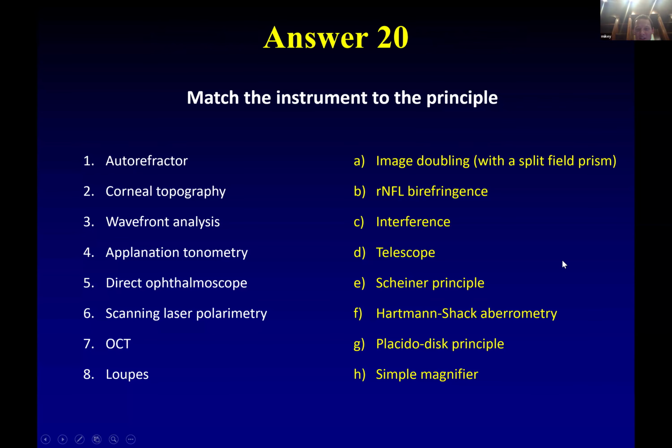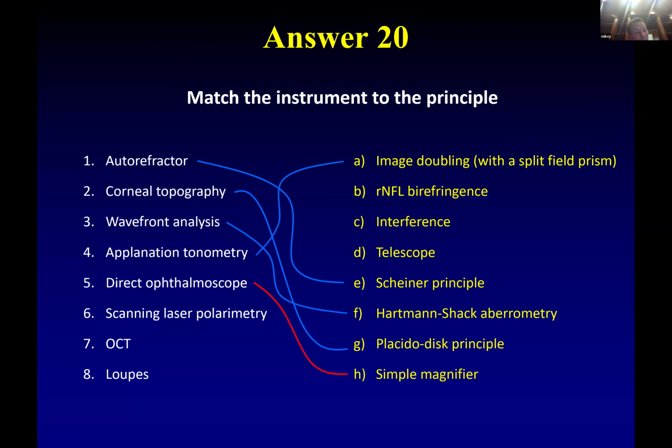So autorefractor, Scheiner principle. Corneal topography is Placido disk. Wavefront analysis is the Hartmann-Shack aberrometry. Applanation tonometry is image doubling. Direct ophthalmoscope, simple magnifier, came up before. Scanning laser polarimetry is retinal nerve fiber layer birefringence. OCT is interference, and loops are a telescope.